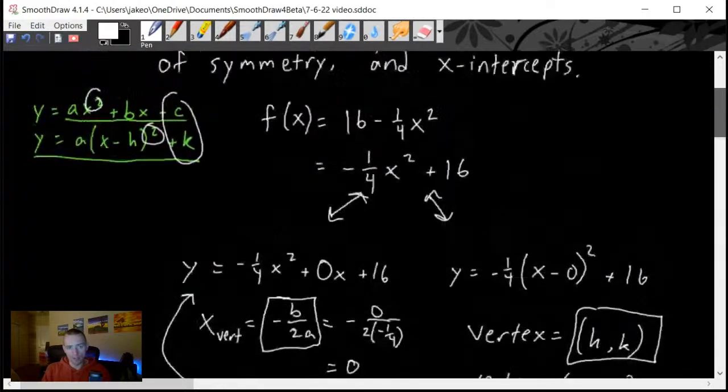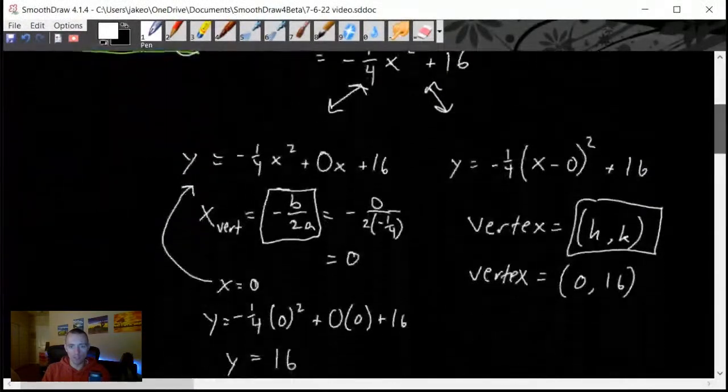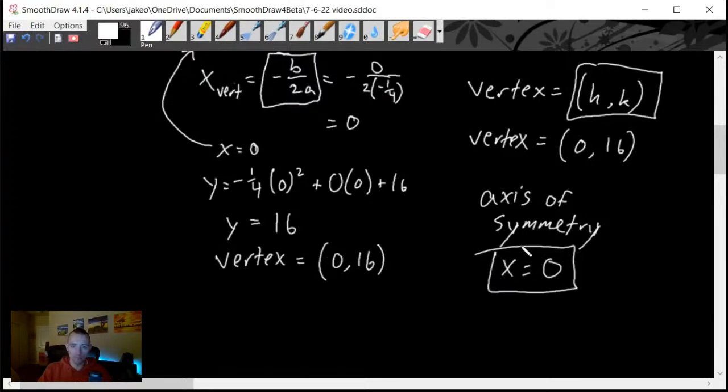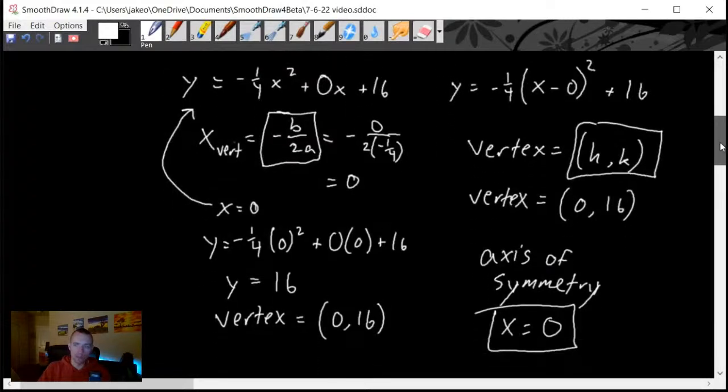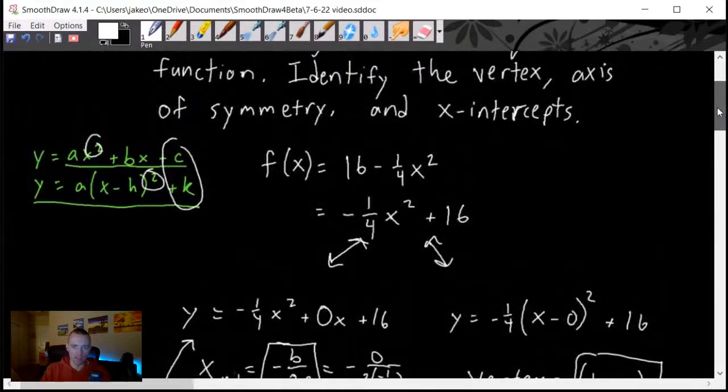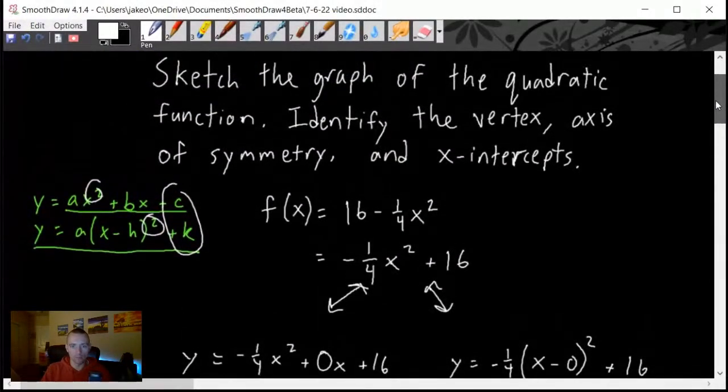So from the vertex, if we now want to look for the axis of symmetry, that's really just going to occur at whatever the x coordinate of your vertex is. So the axis of symmetry is just going to occur at x equals whatever the x coordinate of your vertex is. So x equals 0. Okay, and then that's always going to be the case for any quadratic. Once you find your vertex, the axis of symmetry is just that x equals whatever the x coordinate of your vertex is.